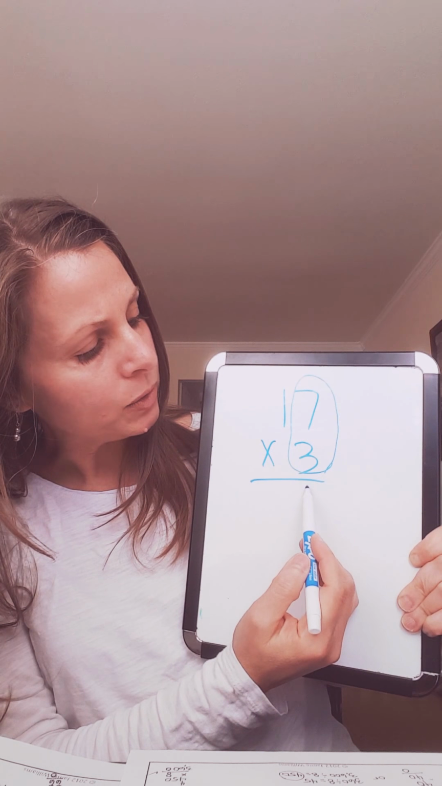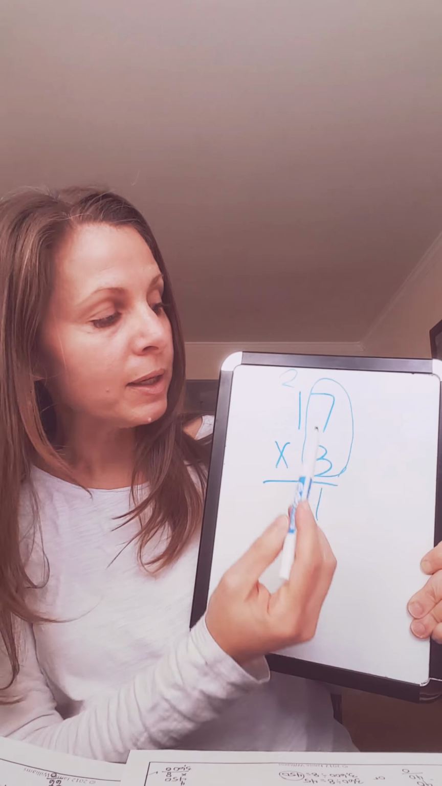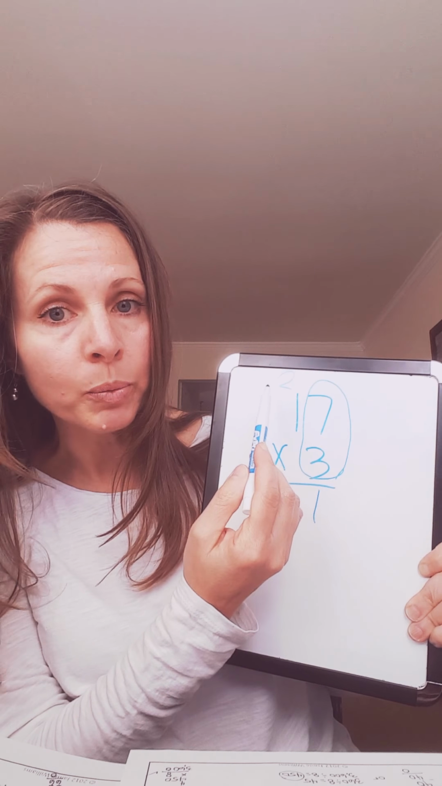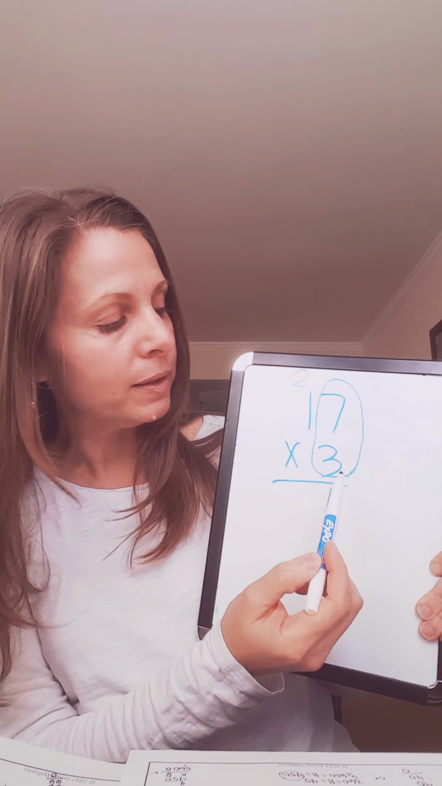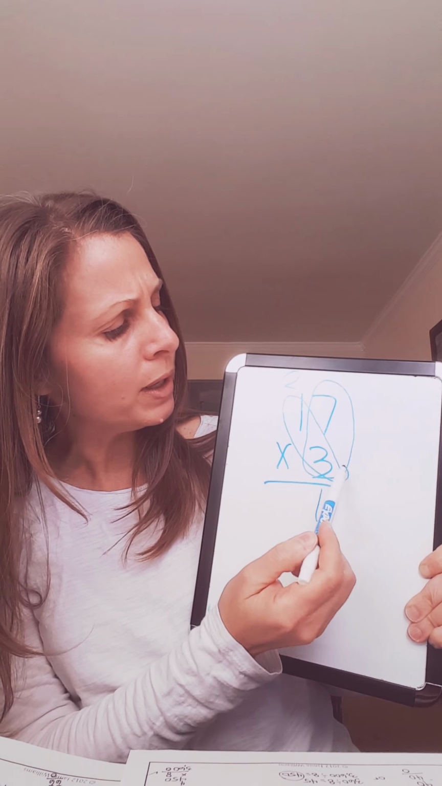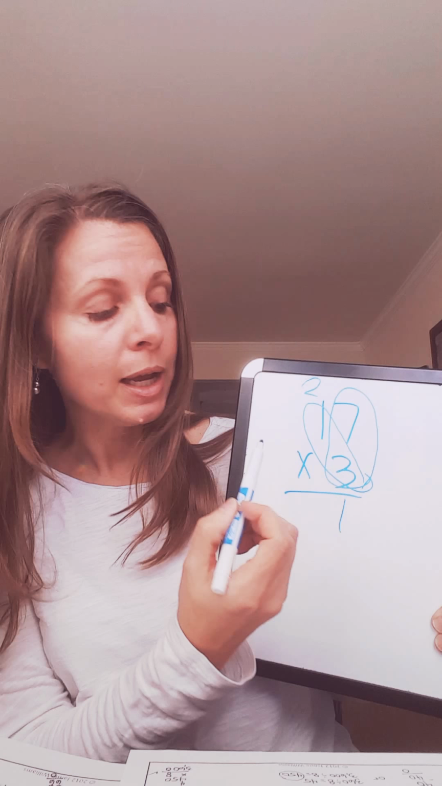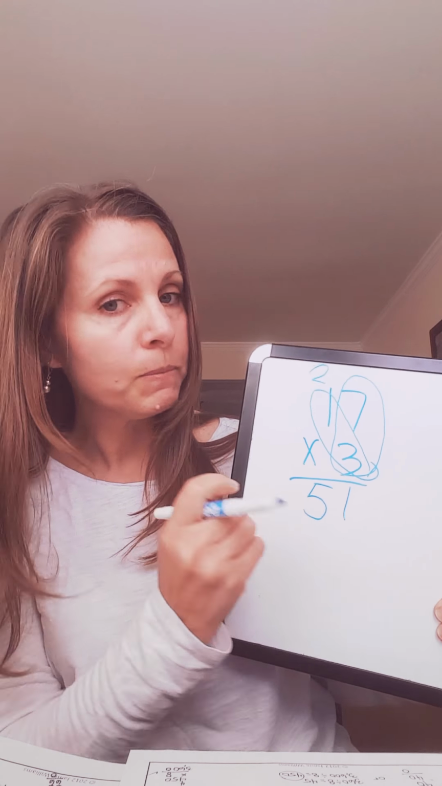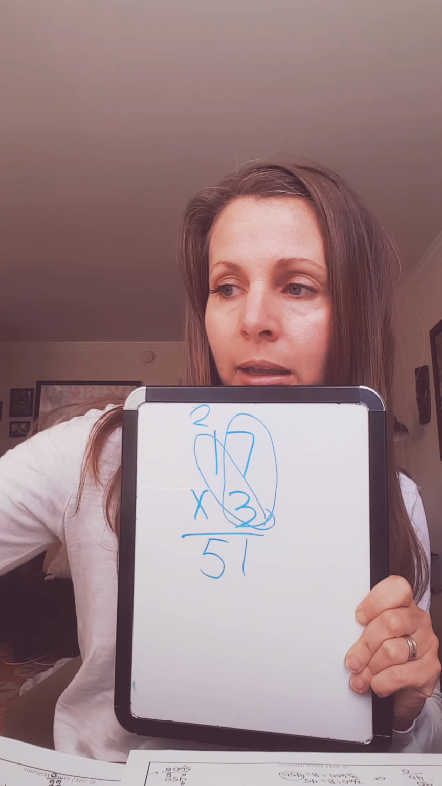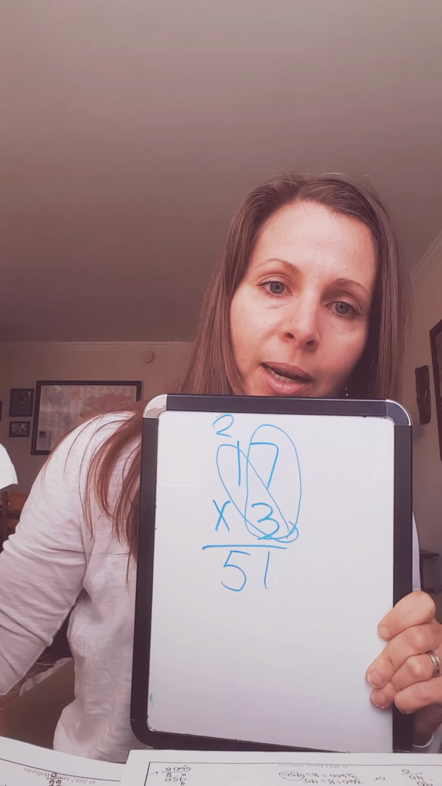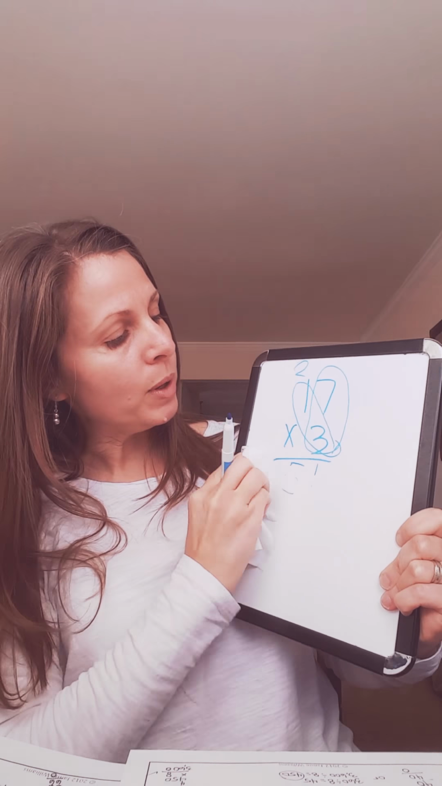3 times 7 is 21. So we put the 1 in the ones place and we had to regroup the 2. Now we're going to need to go and take care of this tens place. So we go 3 times 1 is 3, but we need to add that regrouped 2, and we get 5. So that would be your answer. Okay? If you didn't quite understand that, back it up, watch it again, and go along the steps with me, okay? Let's do one more.